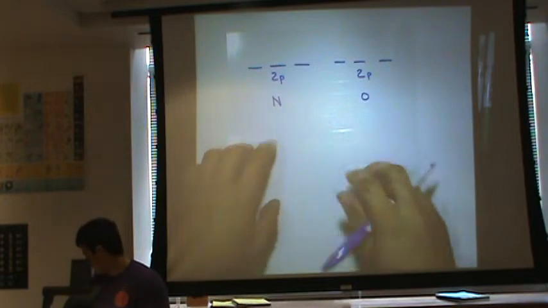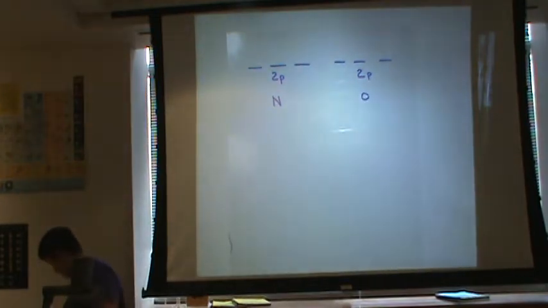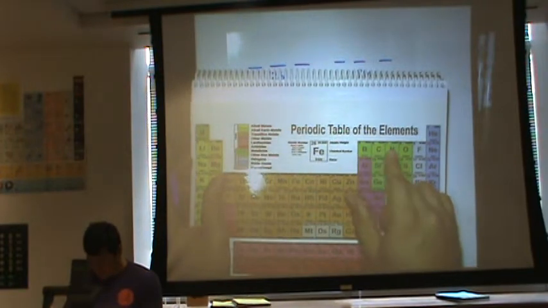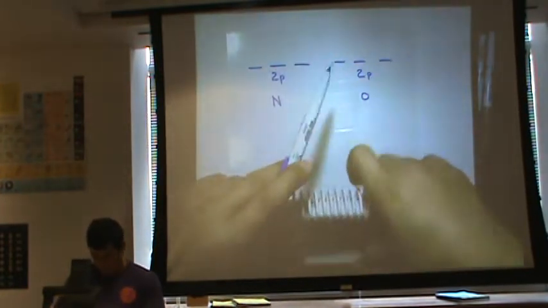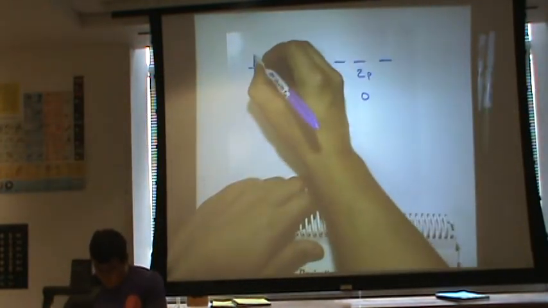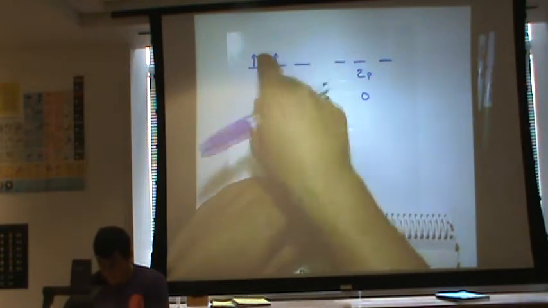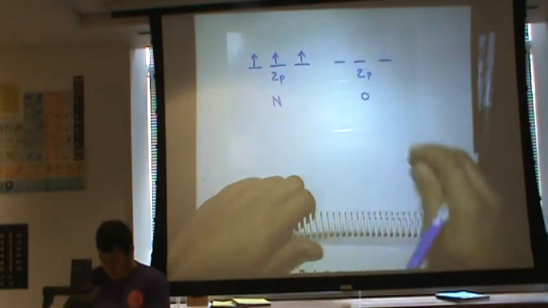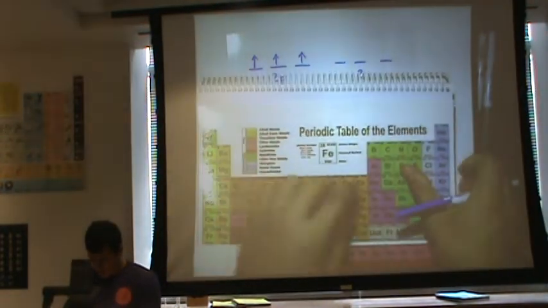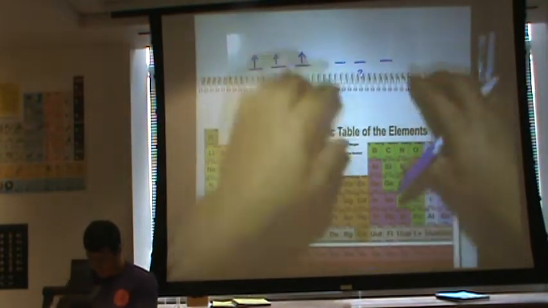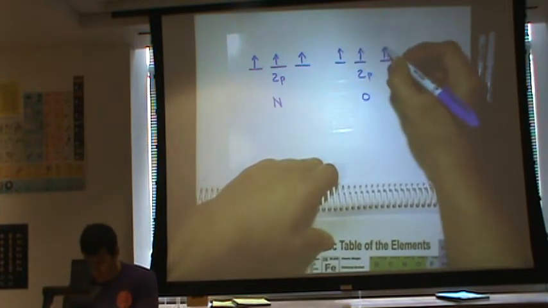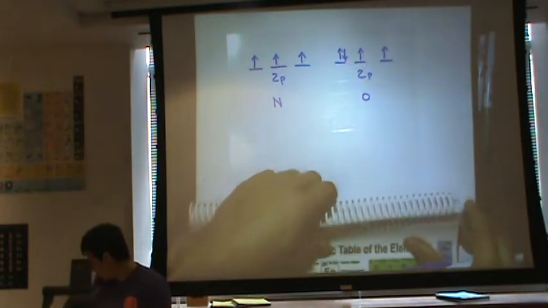So if we look at the periodic table, let's pull this up again. Nitrogen is going to have 3 electrons in its p orbital, so we're going to put 3 separated. Remember, we don't put them 1, 2, 3 together. We separate them out because of Hund's rule. And then our oxygen is going to have 4 electrons, so we're going to have 1, 2, 3, 4.